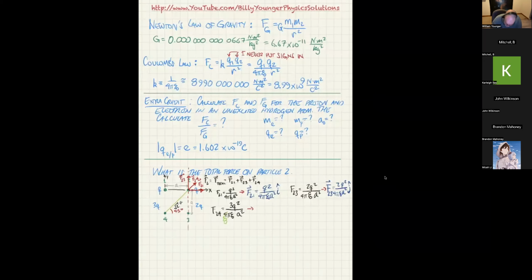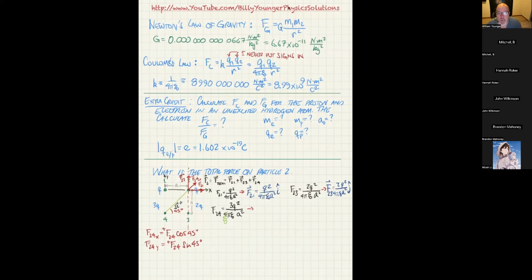What that tells us is F24 sub x would be the magnitude of F24 times the cosine of 45 degrees. And it points to the right. So I'm going to put a plus there. Similarly, F24 y points up, and therefore I'll put a plus there as well. So it's going to be F24 sine 45 degrees.